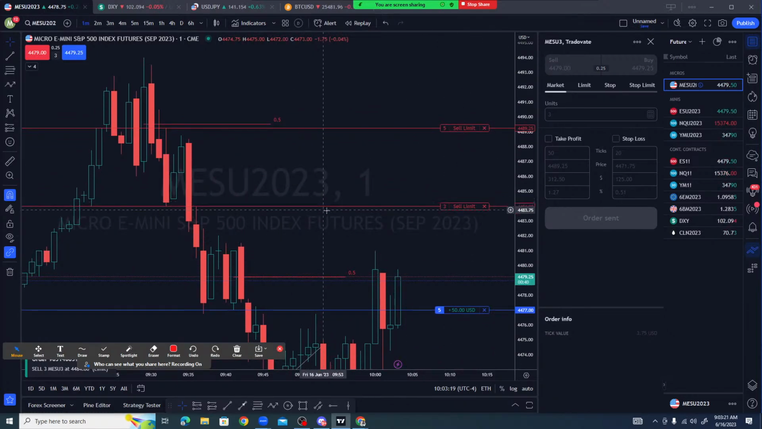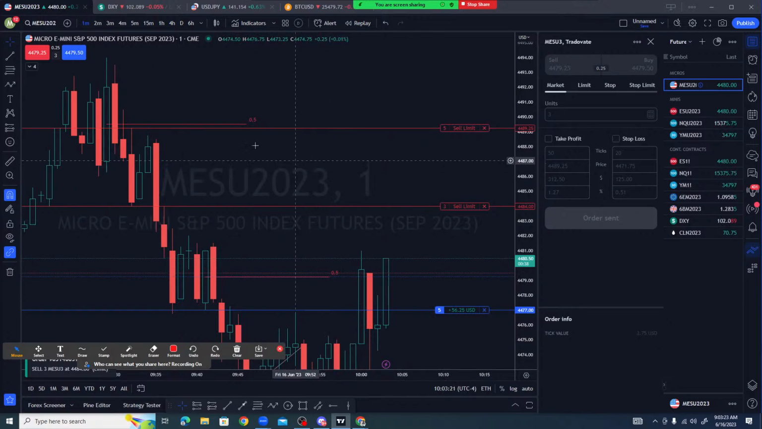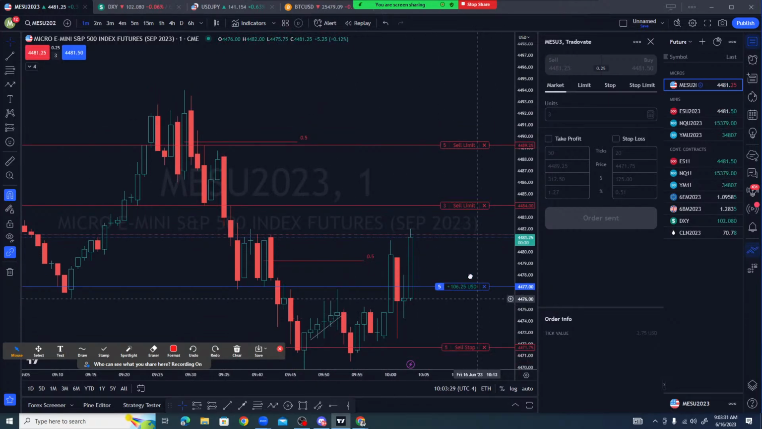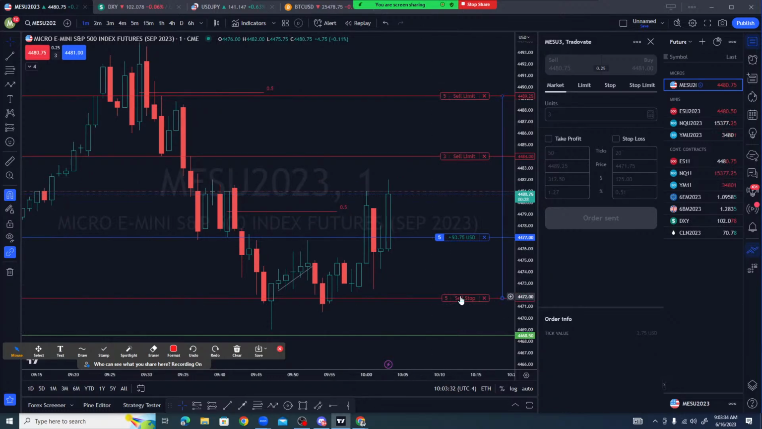You see a nice continuation pop through here, and I'm going to take it off right here at this mean threshold. Not quite the highs. I'll take the rest of it off right here at this mean threshold. Oh, good move. Good move through right here. I'd like to take my partial before I move my stop. I have been known to move my stop before then, but I would like to take my partial before I move that stop.